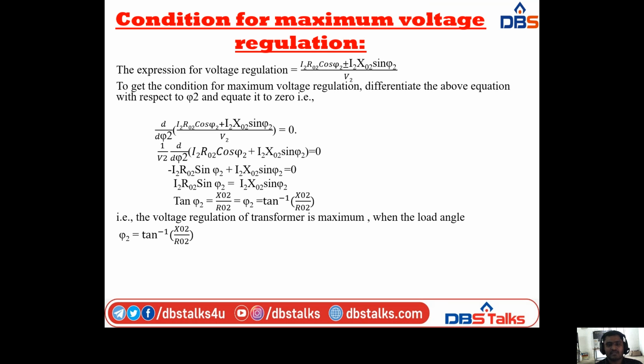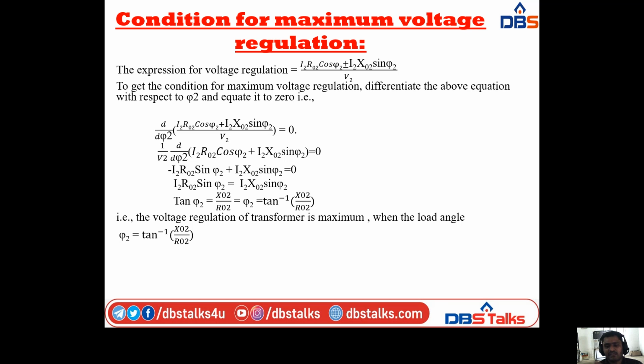And next, coming to the condition for maximum voltage regulation. From the previous slide, we take the expression for voltage regulation, that is equal to I2 R0 cos phi 2 plus or minus I2 X0 sin phi 2 divided by V2. To get the condition for maximum voltage regulation, differentiate the above voltage regulation equation with respect to phi 2 and equate it to 0.